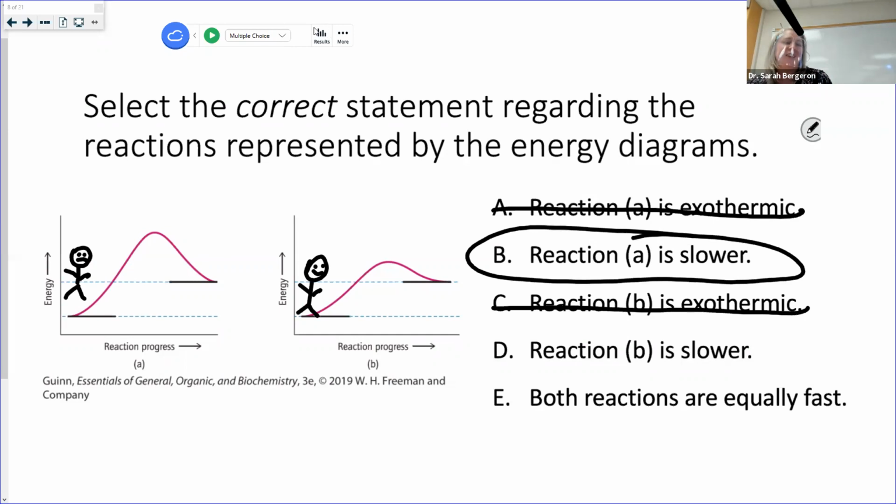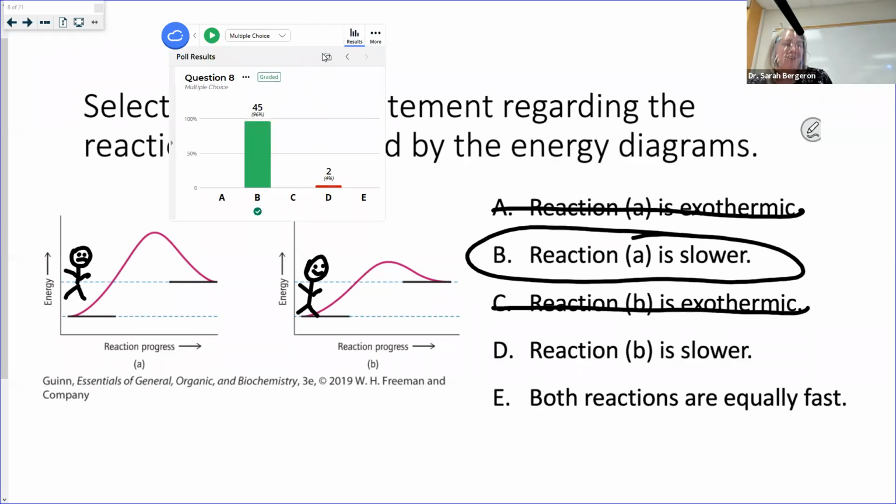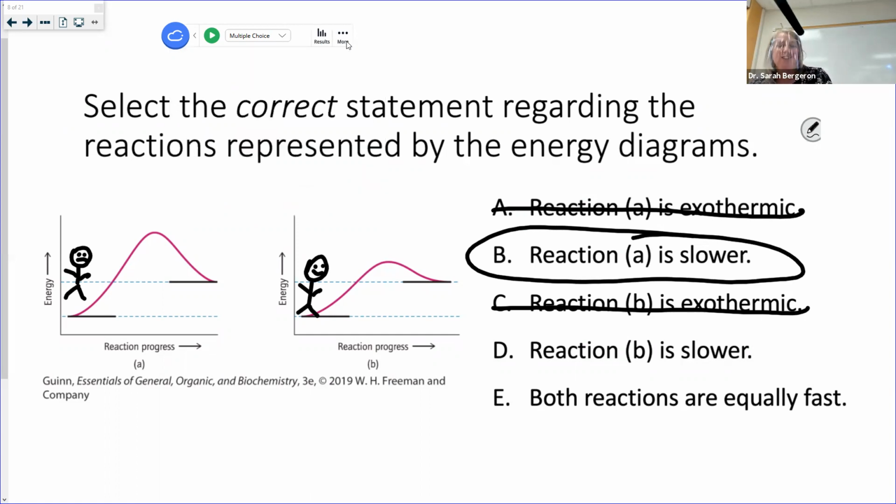So what did we get? Let's see. B, good, very good. Awesome. I like that every time we do this, you increase. It's very nice. All right, so how about we go back to lecture? Always think about Dr. B on her bicycle.